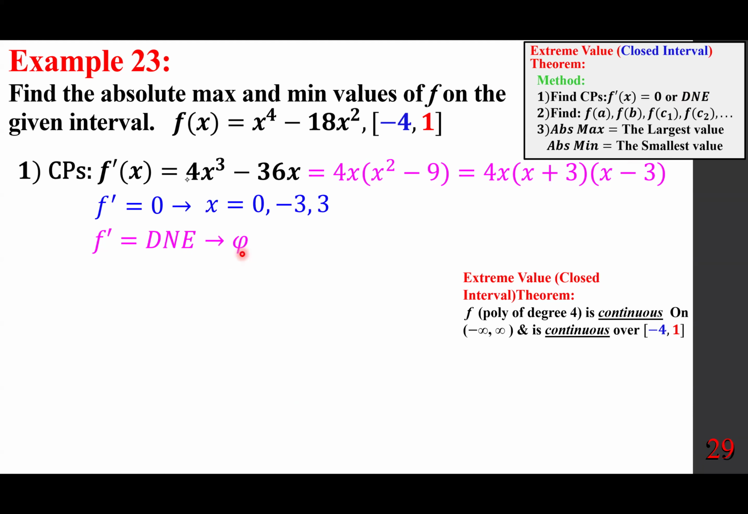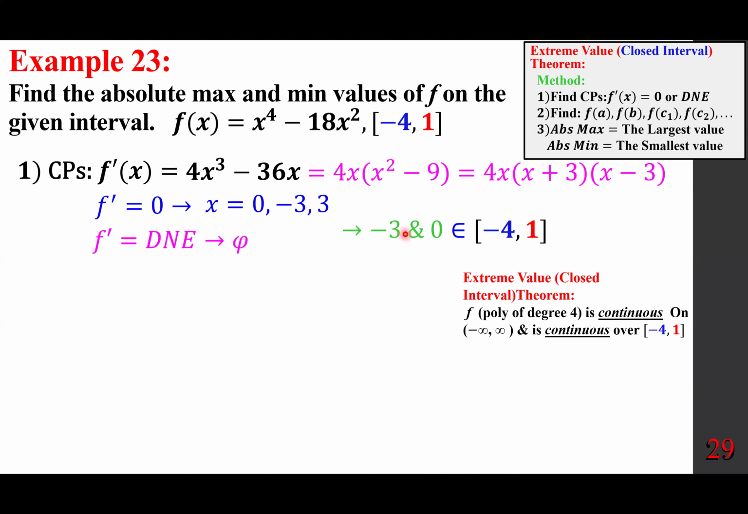This is phi representing an empty set. Why is that? Because f prime itself is a polynomial of degree 3. It exists everywhere. The domain is all real numbers. So with that being the case, there are 3 answers. Is 0 in between? Yes. Negative 3 in between? Yes. 3 is larger than 1 and it's out. So only these 2 numbers can be used.